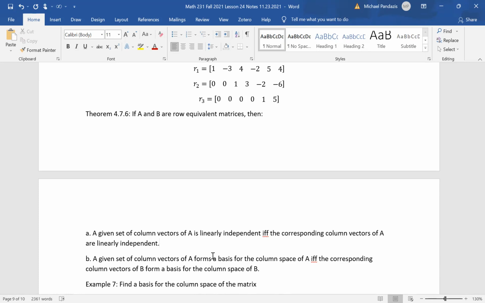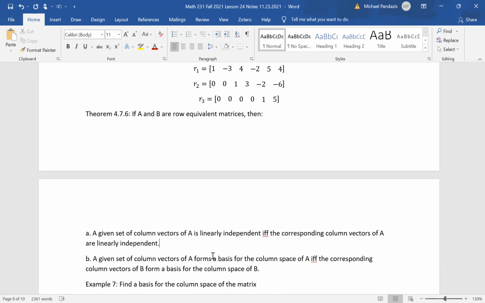So if I have a matrix A and B, and they are row equivalent, if I take the first and second columns in A and the first and second columns in B, either the first and second columns in A and the first and second columns in B are both linearly independent, or they both aren't. Okay, that's part A. Part B says a given set of column vectors of A forms a basis for the column space of A if and only if the corresponding column vectors of B form a basis for the column space of B.